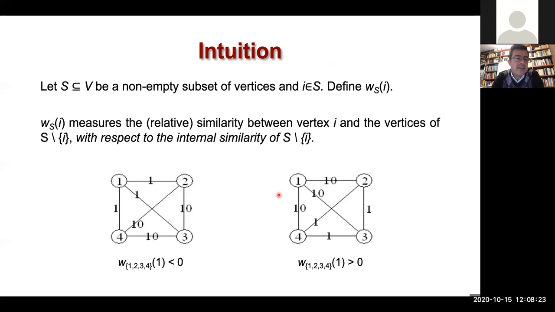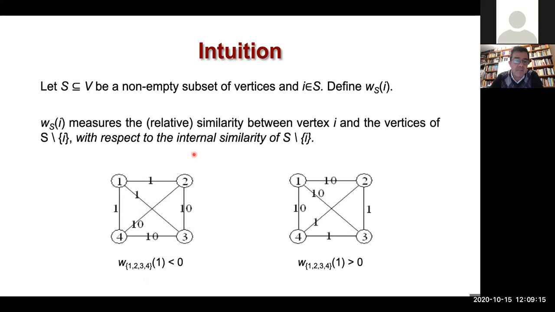So in the first place, let's consider a subset of vertices S and the vertex i belonging to this set. In our framework, we introduce a quantity, which is basically a weight assigned to the vertex i relative to the set S. We call this quantity w_S(i). I don't have time to give you the formal definition, but I want to give you the intuition. So w_S(i) simply measures the relative similarity between vertex i and the vertices of S minus i, the rest of S, with respect to the internal similarity of S minus i. Let me give you a couple of concrete examples of how this measure works.